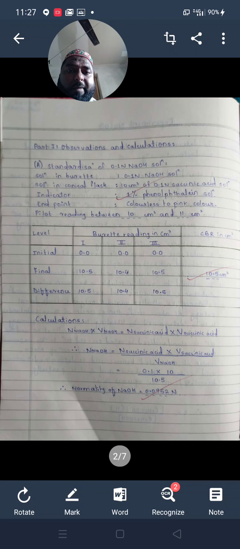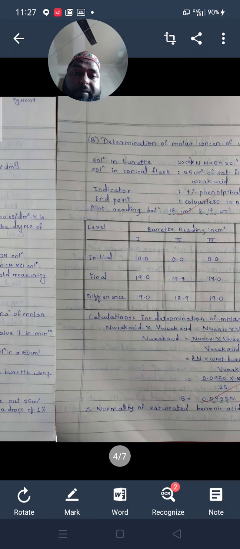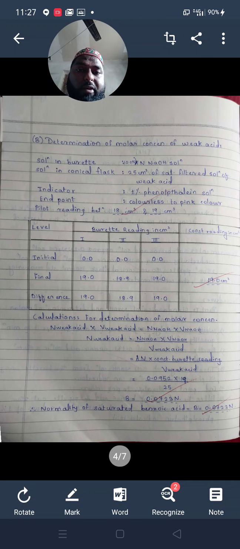If 2 readings are the same, then we will take the CBR. If all 3 readings are different, at that time we will take the MBR, the mean burette reading. Then from the calculation, the normality of the NaOH is found to be 0.0952 normal. Then we will determine the molar concentration of the weak acid.